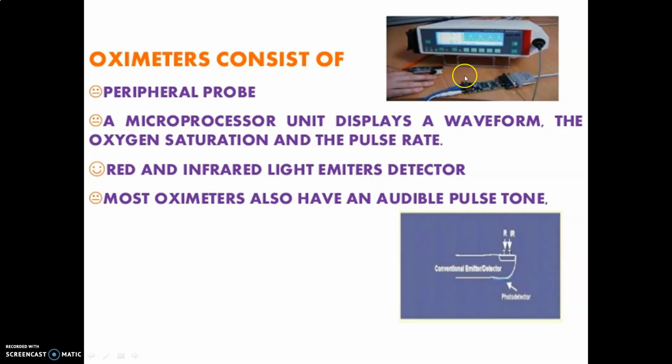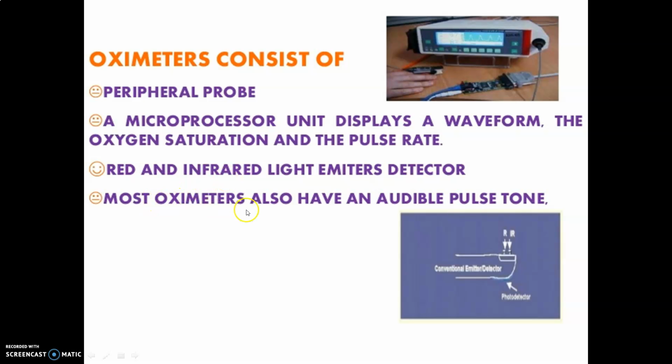Third, here is the connecting wire, which we have to attach to this peripheral probe, and we need to keep it on a finger. Then this peripheral probe has two lights, red and infrared light, along with a detector. These two lights are able to detect oxygenated blood and deoxygenated blood.